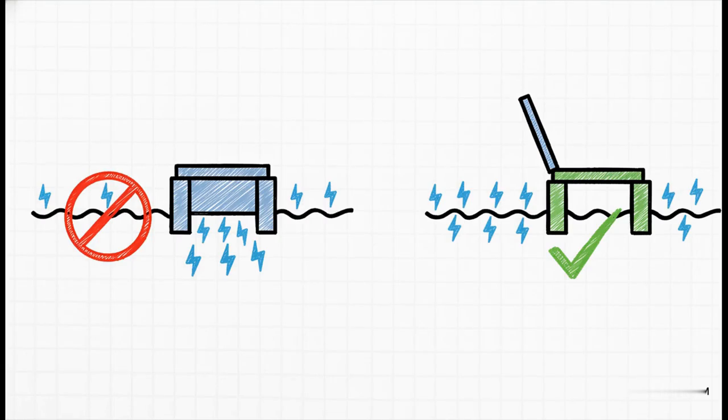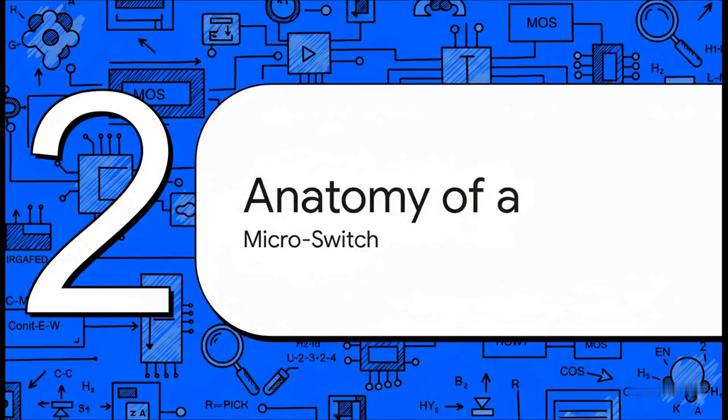Well, the simplest way to think about it is like a tiny, super controllable gate for electricity. You can tell it exactly when to let the current flow and when to stop it. To really understand how that gate works, we need to zoom way in and look at its structure. So let's dissect the anatomy of this microswitch.